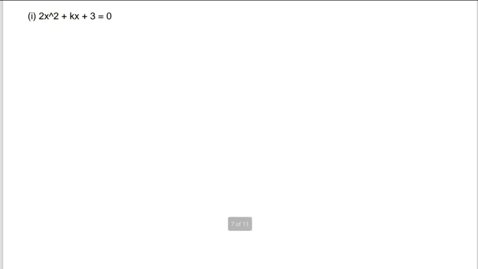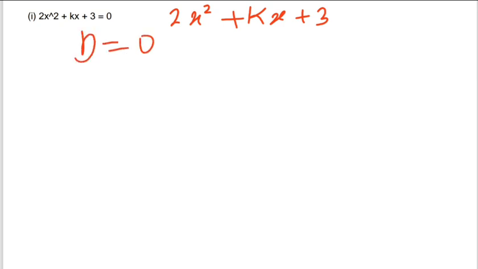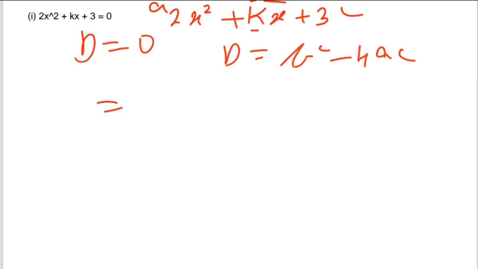So this is our first question: 2x square plus kx plus 3. They are saying that already D is equal to 0. So what is the discriminant formula? That is b square minus 4ac. So b is k, a is 2 and c is 3. Now let's apply the formula. b square is k square minus 4 into a is 2 and c is 3.